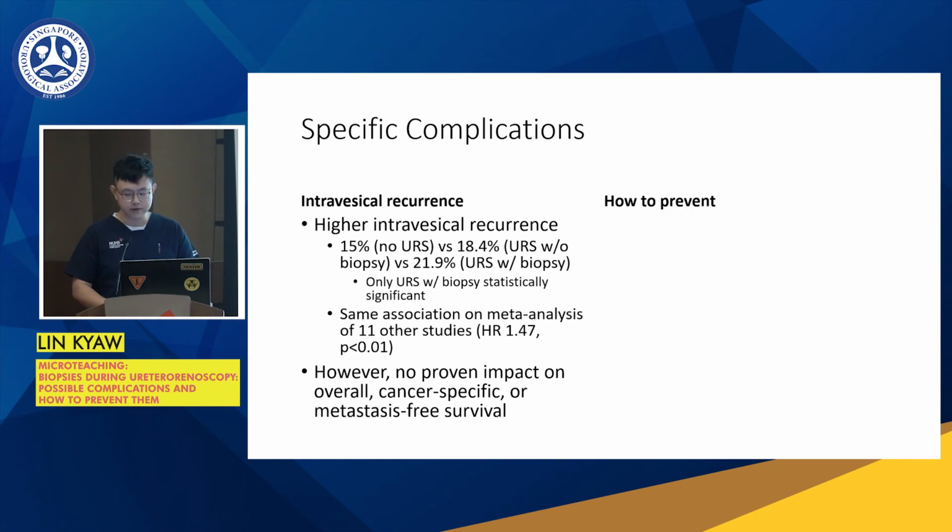There was a recent retrospective study published from Mayo Clinic back in 2021. They compared a series of 800 plus patients who have undergone RNU for UTUC, and they found that intravesical recurrence rate is around 15% for those who have not undergone any previous URS, around 18% for those who have undergone URS but had no biopsies, and around 22% for those who have undergone URS with biopsies.